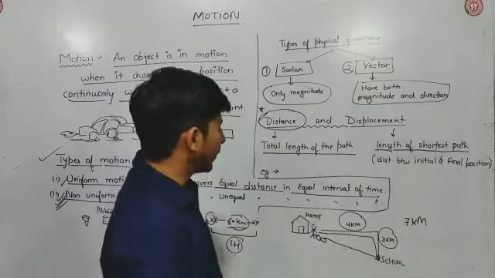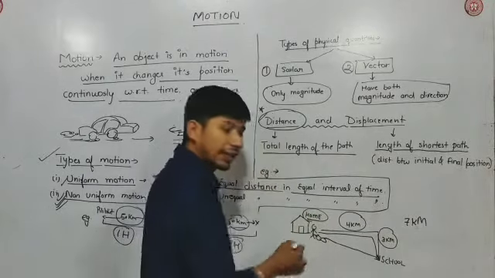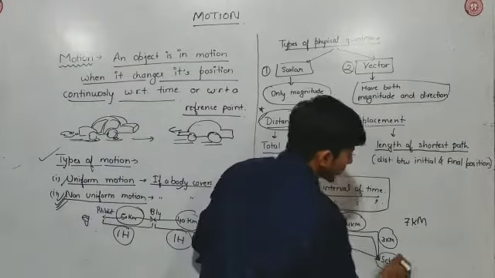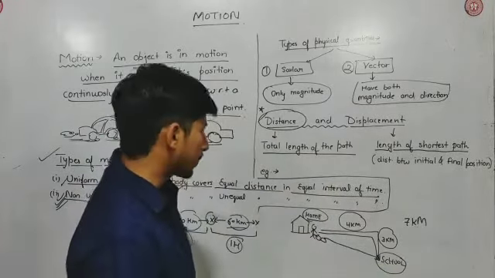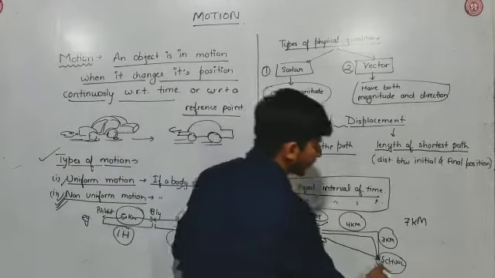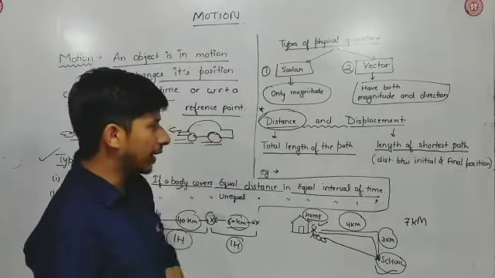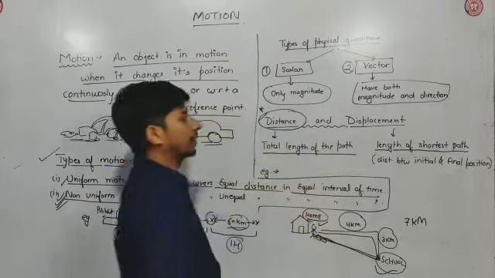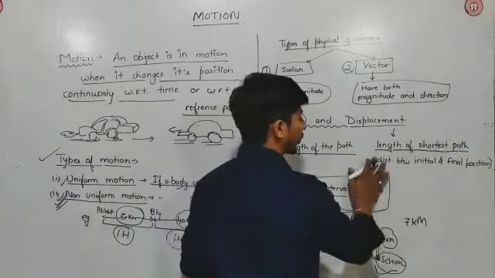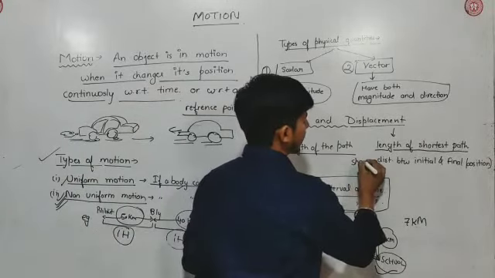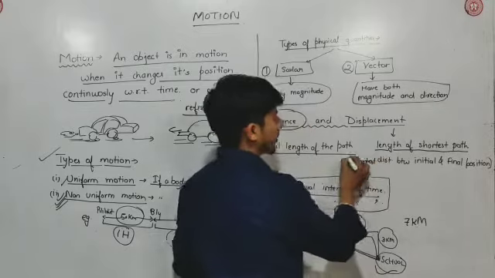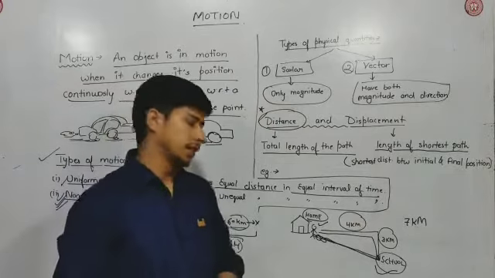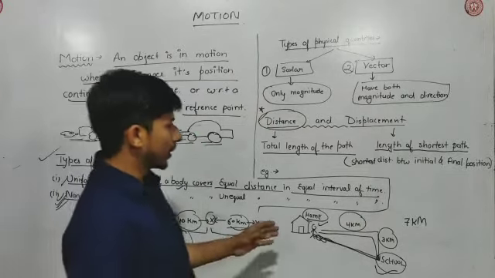You can say that your home is your initial position, your starting point, and your school is your destination point. It's your initial position and your final position. So you may write it as the shortest distance between the initial and final position. Is it clear to you? So this is the way you understand it.